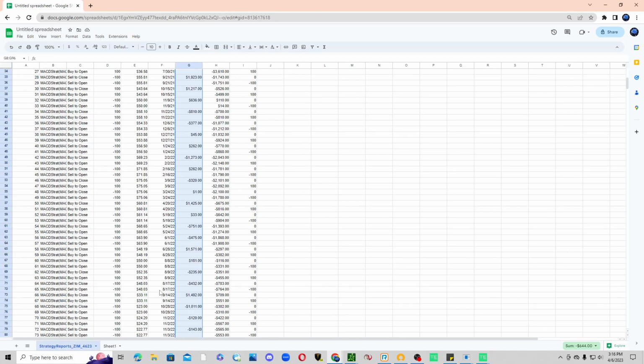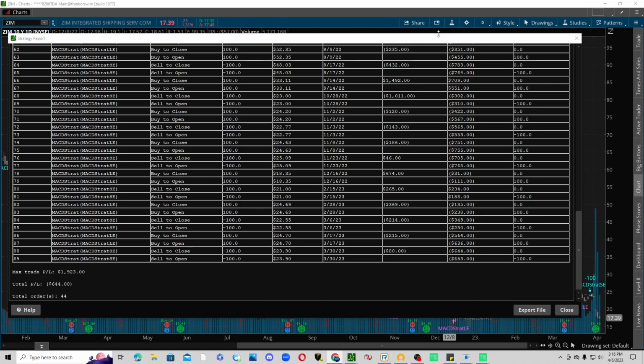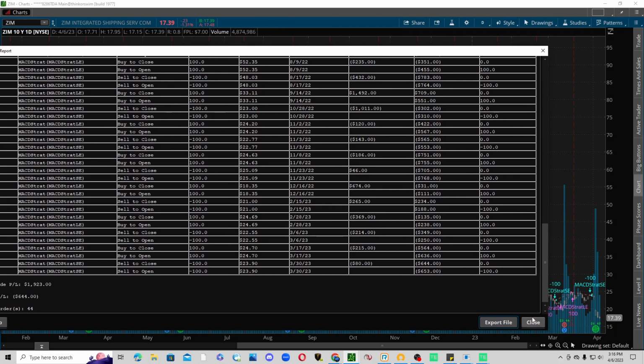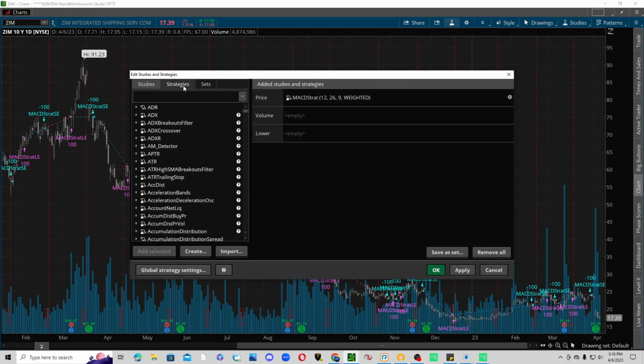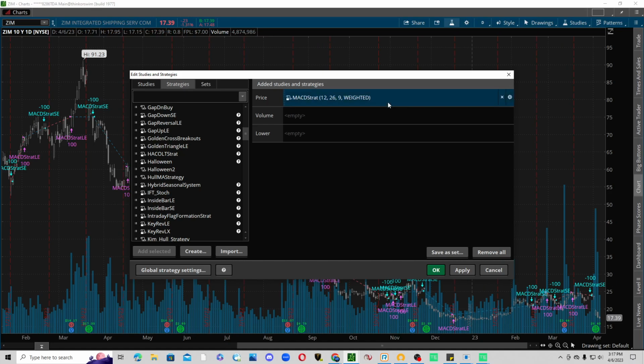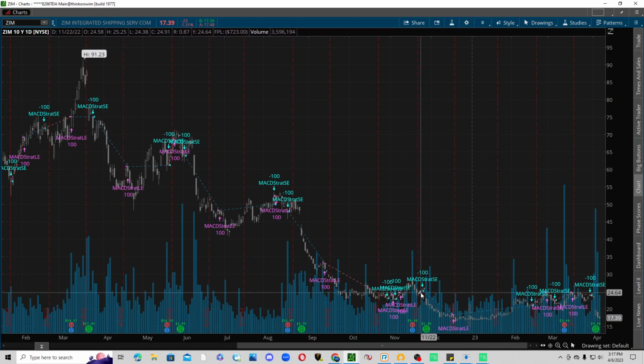If you have Thinkorswim, the way I did this, just so that you see it again, is I added a strategy first. You go to Studies, Strategies, and you select the strategy. You add it to the chart, right? Maybe you make an adjustment or two. Now it's on the chart. It's going to run automatically.